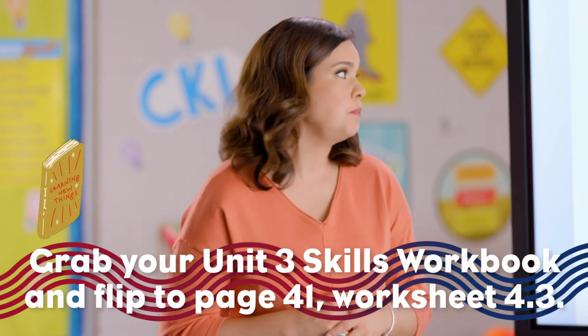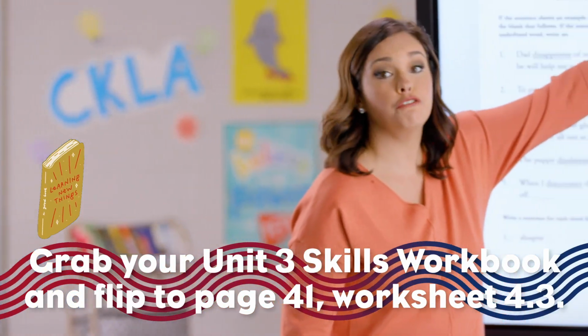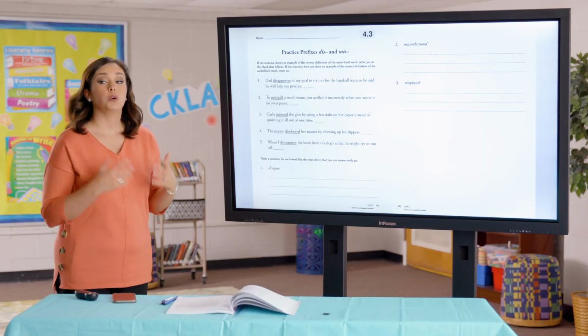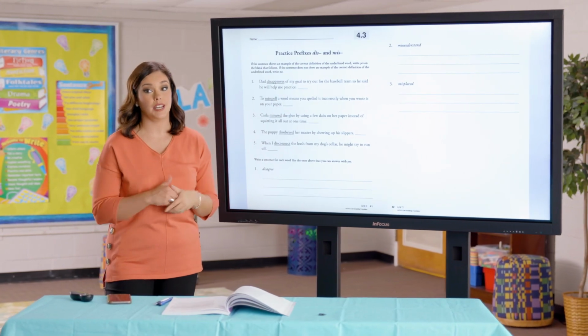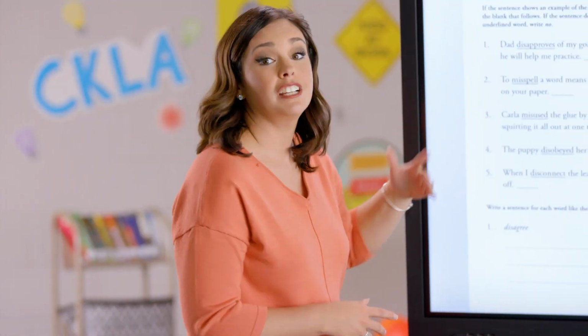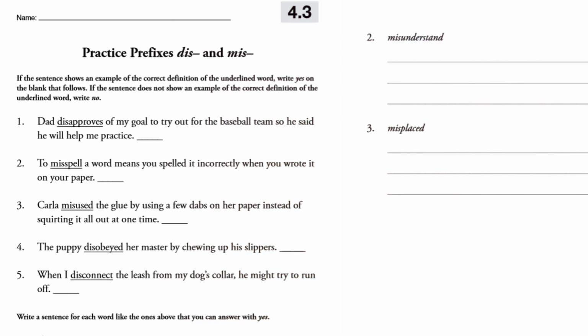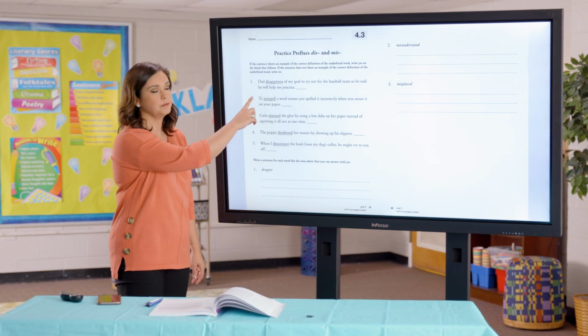Now take out your skills workbook for Unit 3 and flip to page 41, which is worksheet 4.3. We're going to practice looking at the prefixes dis and miss in some sentences. On this worksheet, the instructions say, if the sentence shows an example of the correct definition of the underlined word, write yes in the blank that follows. If the sentence does not show an example of the correct definition of the underlined word, write no. Let's take a look at the first one together.